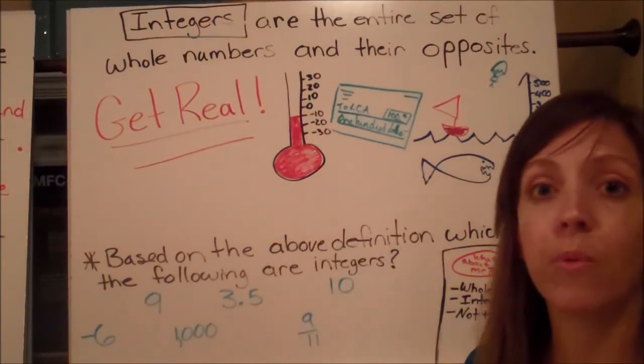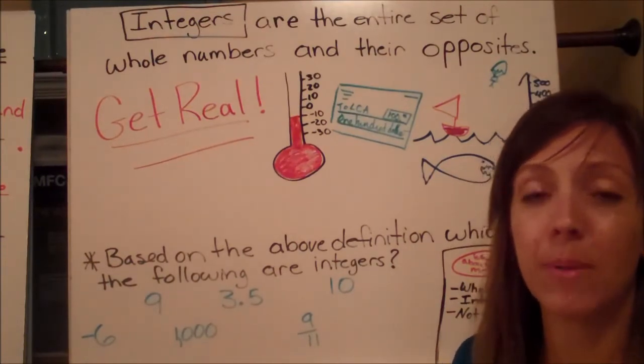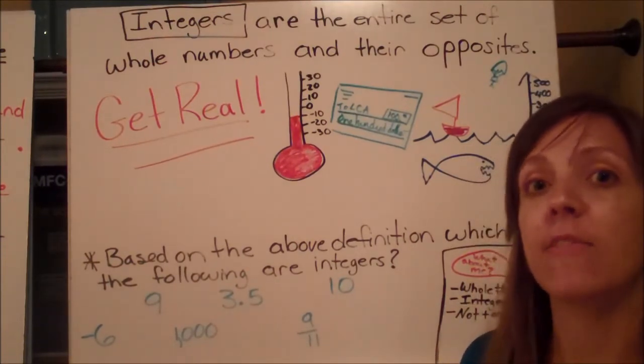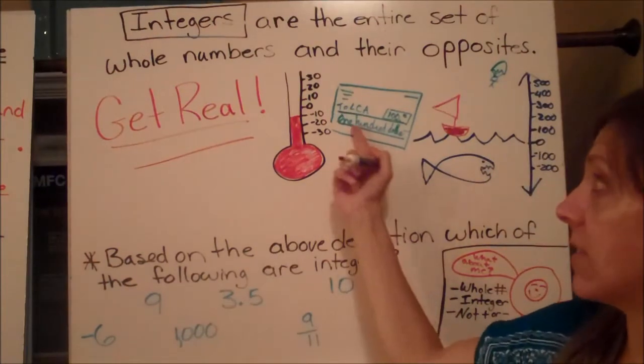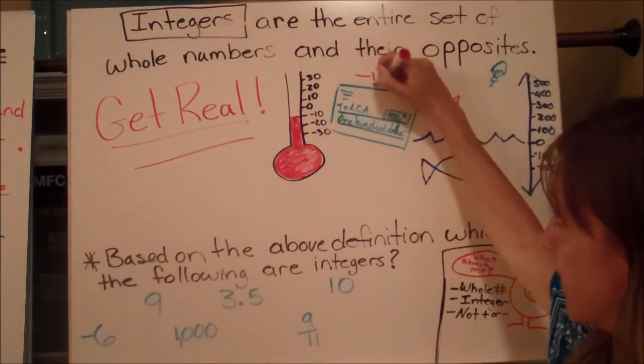We use integers when we write a check or when we get a check. If I were to get a $100 check, that would be a positive 100. If I have to write a $100 check to LCA, that is a negative 100.